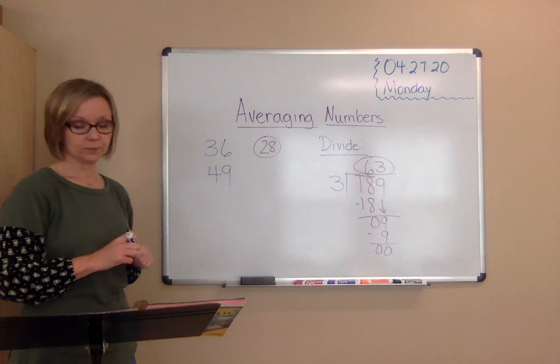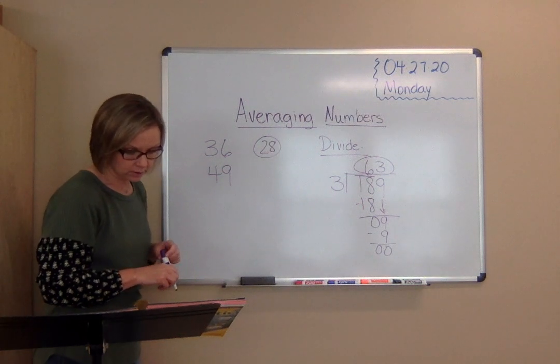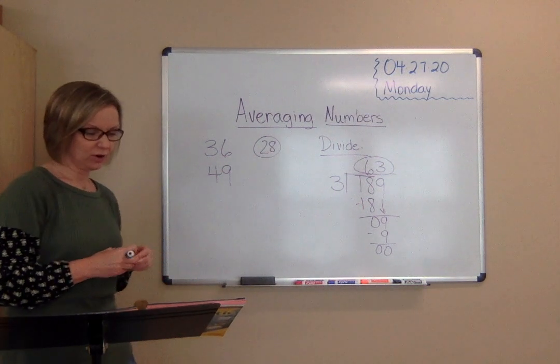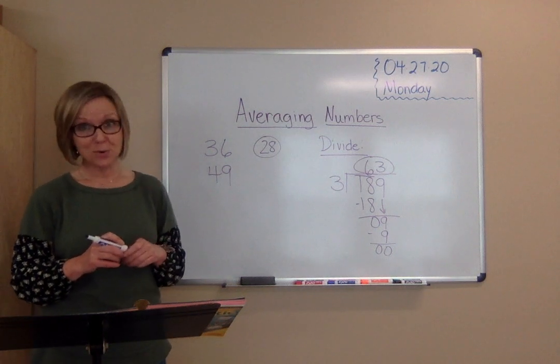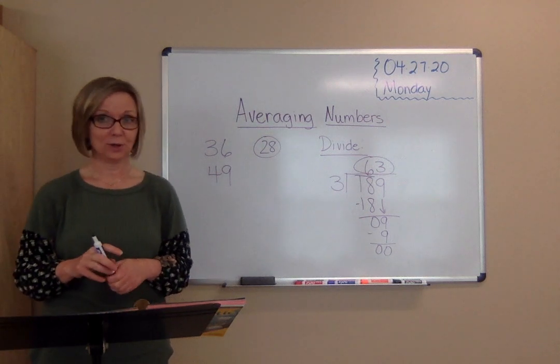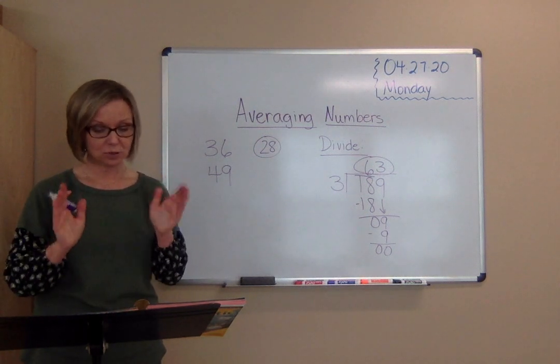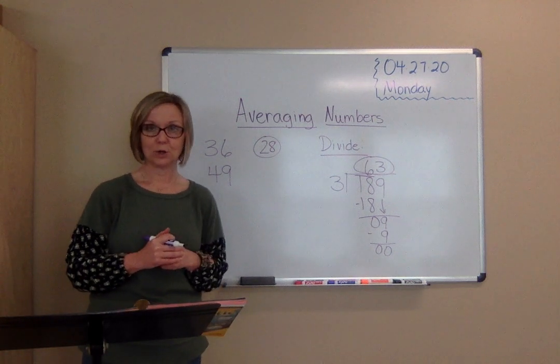2A is no. 2B, could 84 be the average of 35 and 49? No, because 84 is way above 49, so no. It has to be between those two numbers. So the answer to both of those is no.